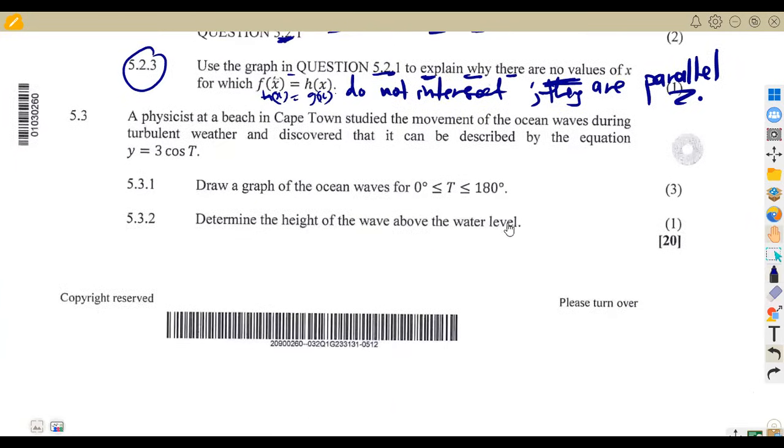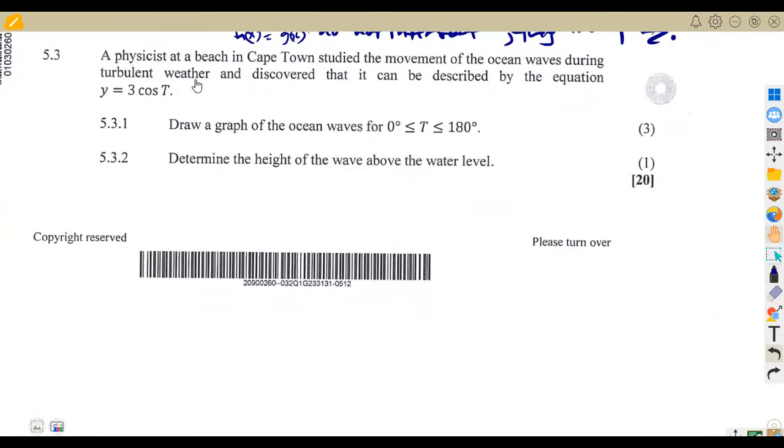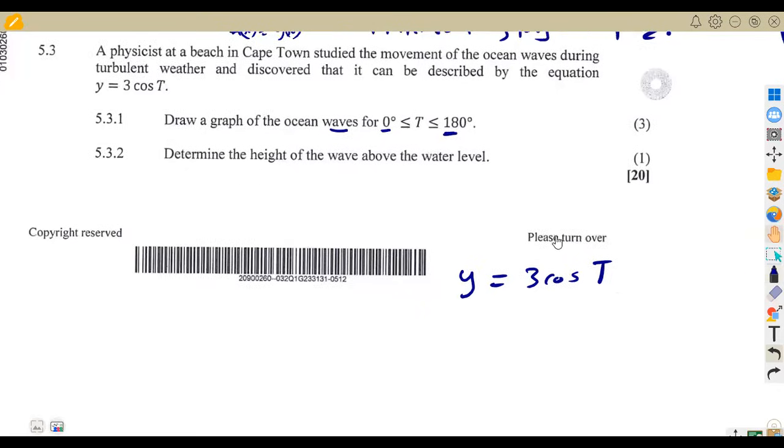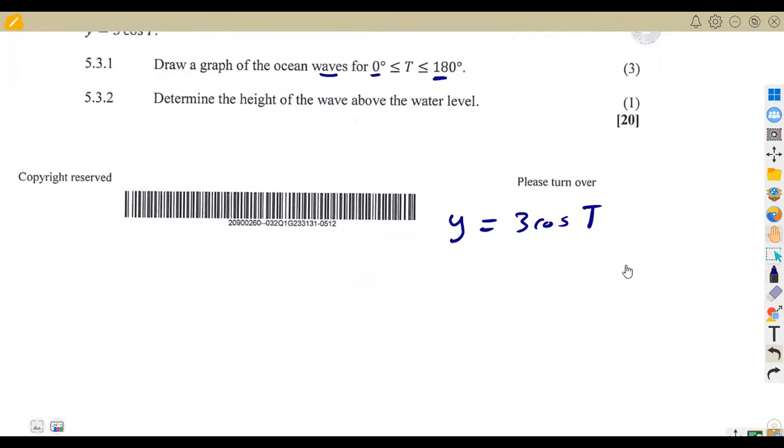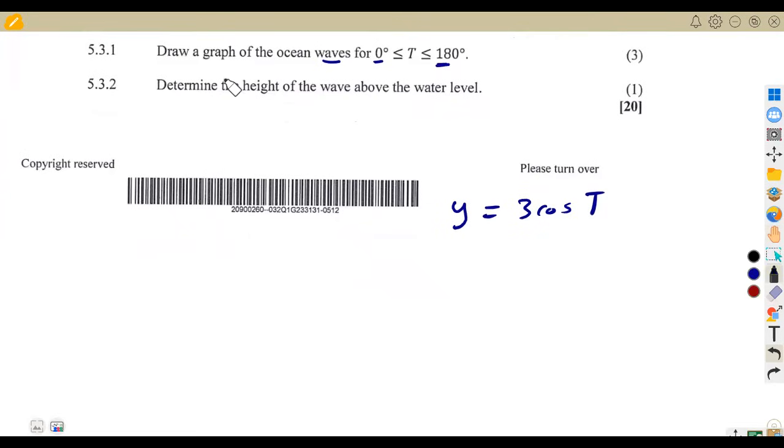All right. Then we are given that a physicist at a beach here in Cape Town studied the movement of the ocean waves during turbulent weather and discovered that it is described by the equation y is equal to 3 cos t. Draw the graph of the ocean waves for 0 to 180 degrees. This equation is simply a trigonometrical equation, so you are simply asked to draw the graph of cos from 0 to 180.